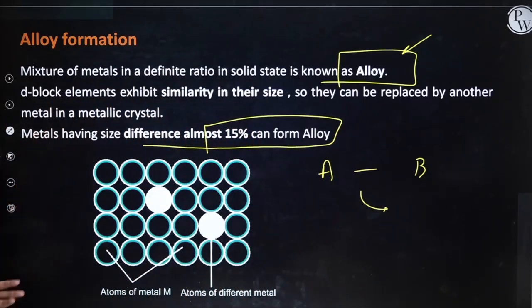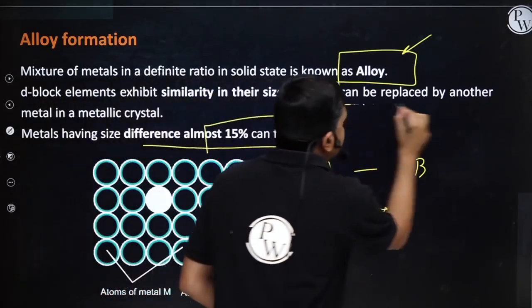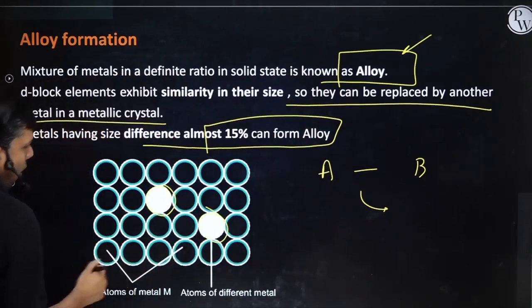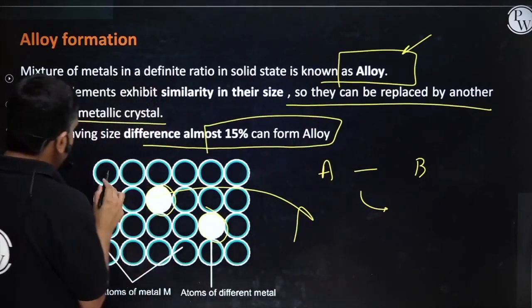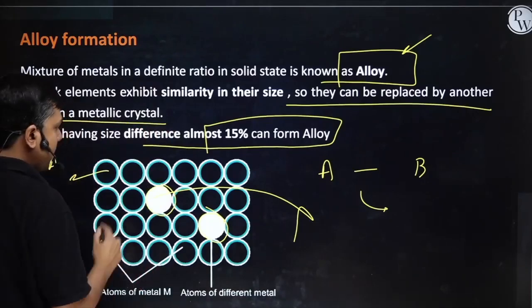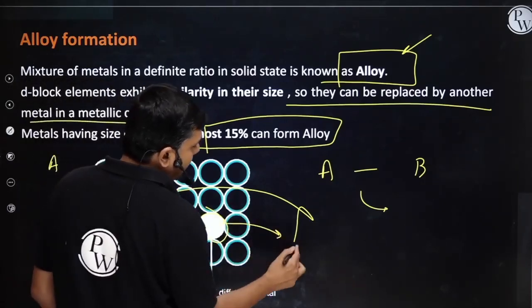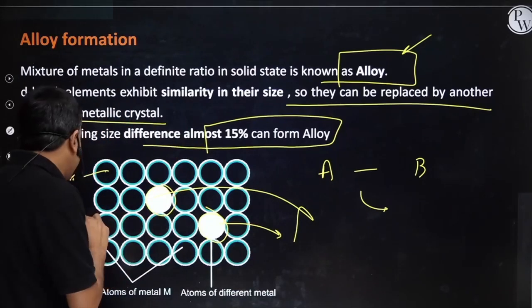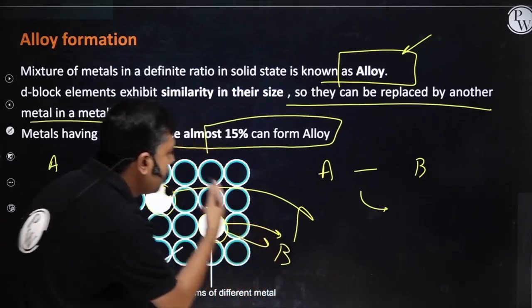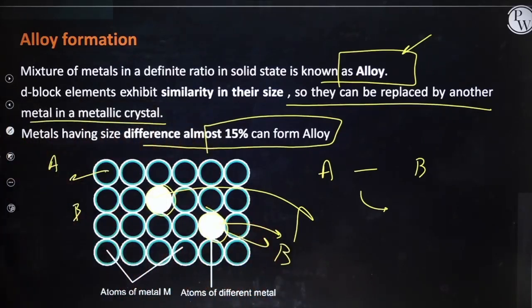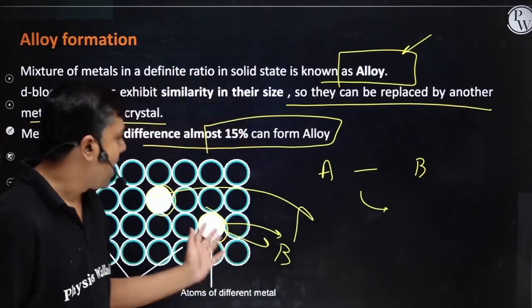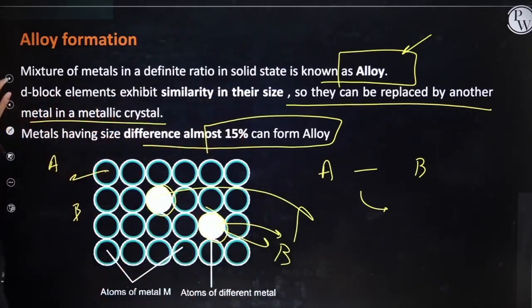D block elements exhibit similarity in their size, so they can be replaced by another metal in a metallic crystal. We can see it like this. Almost the size is similar. So I have a particular element A. And here in this metallic crystal of A, basically I have replaced one or two atoms by atom B. And now I have formed a homogeneous mixture and it's nothing but an alloy. A homogeneous mixture of atoms of different d block metals is nothing but an alloy, right?